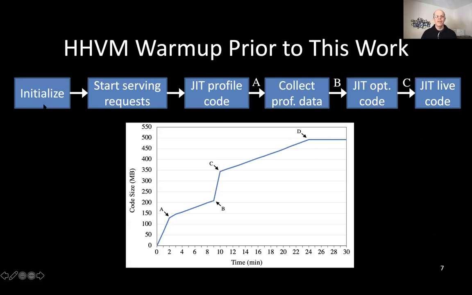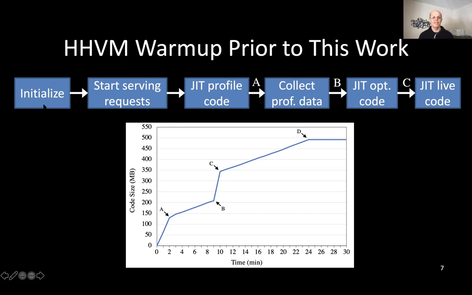So here's a diagram illustrating how HHVM used warm-up prior to this work, prior to Jumpstart. At the bottom, I have a graph plotting the amount of JITted code that is produced by the virtual machine during the execution. The server starts by doing basic initialization, and then it starts to take some user requests. Once it starts to execute these requests, it starts to produce compiled code in profiling mode, which is going to gather a lot of runtime information that's necessary to produce more efficient machine code later.